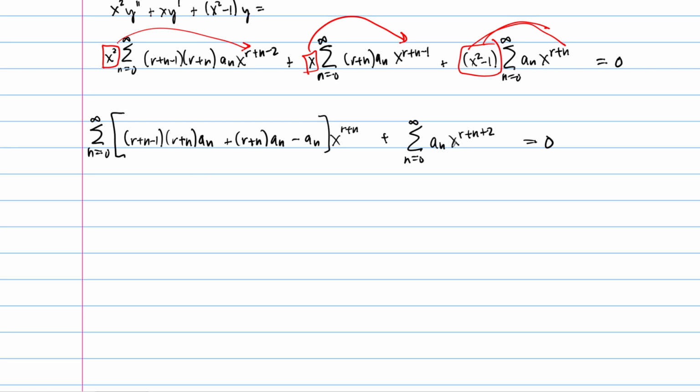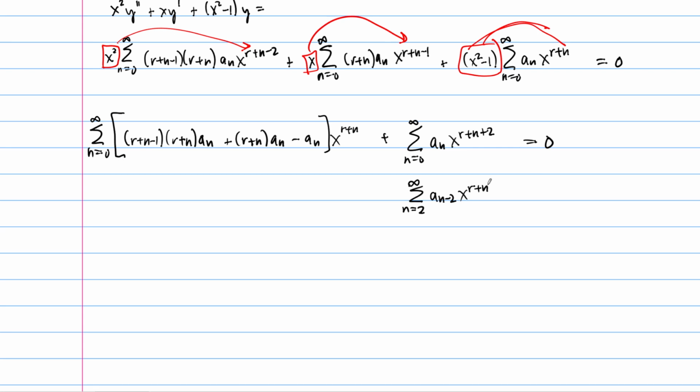And what we need to do next is shift this one. So this one's going to shift how? It's got to go down to inside, so up to here. So this one's going to become the sum, n goes from 2 to infinity, of a sub n minus 2 x to the r plus n.